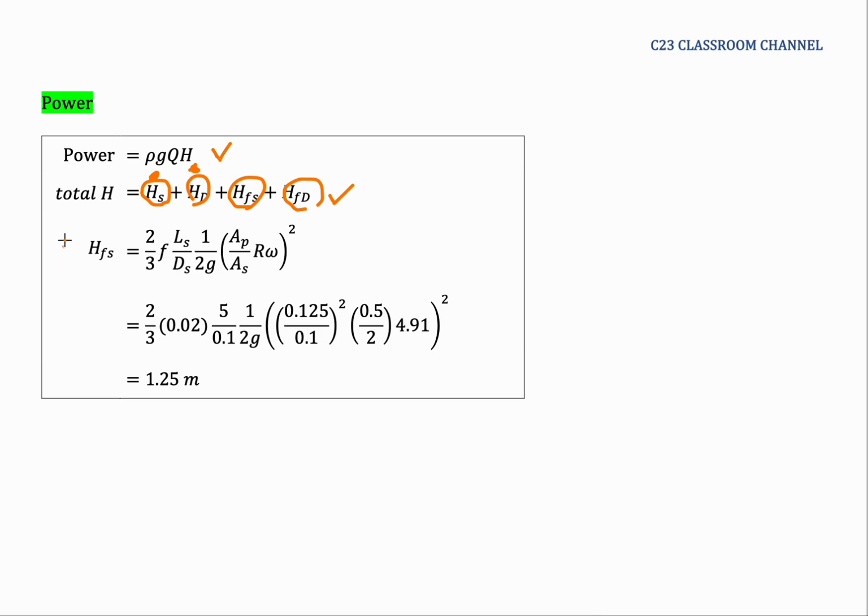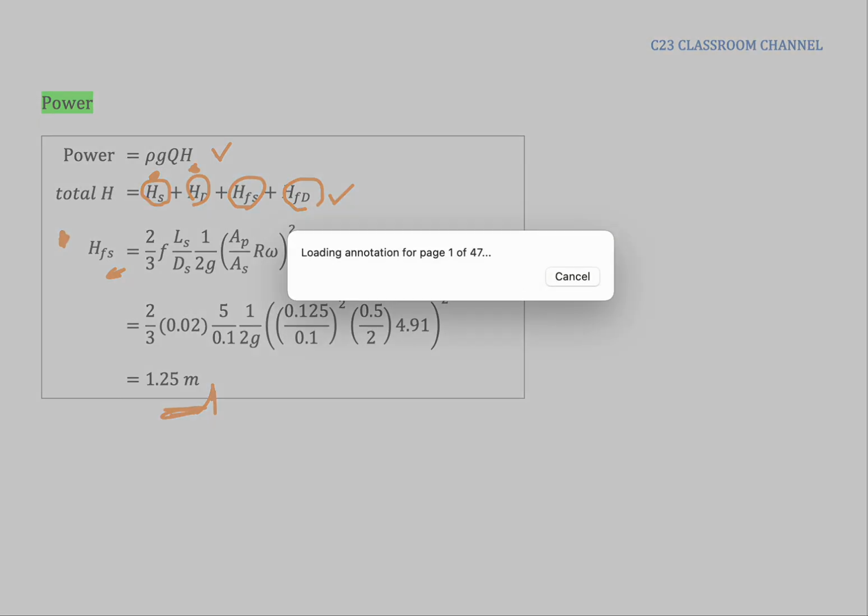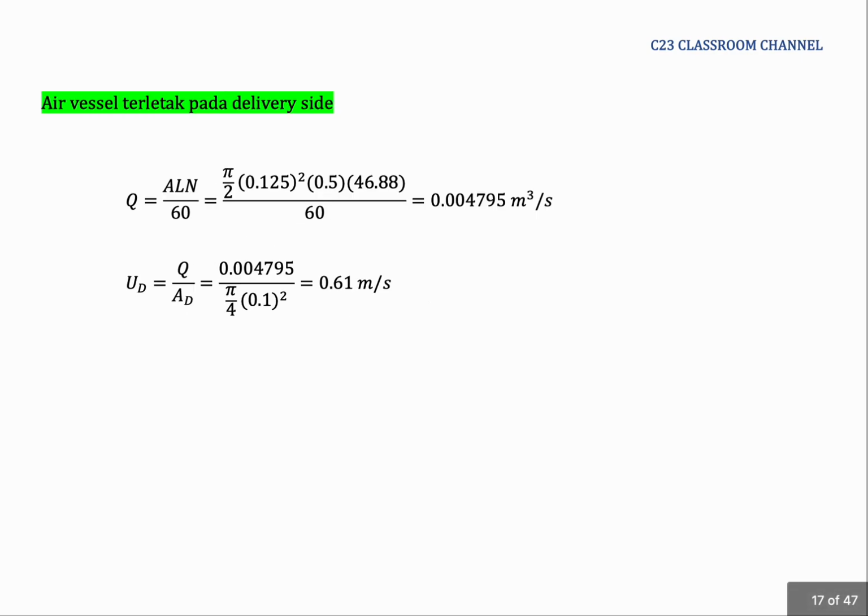So first we need to calculate the suction friction head. The equation is this one. It is okay for us to just calculate the average value. So we substitute everything, and we get 1.25 meters. And then we note that the air vessel is located very near to the piston at the delivery side. So what happens in this case?